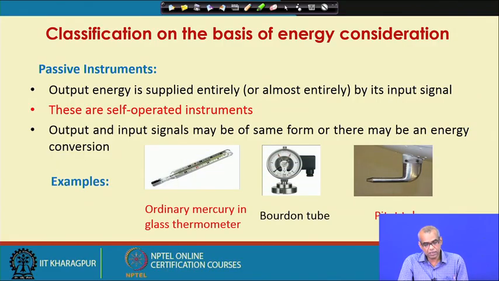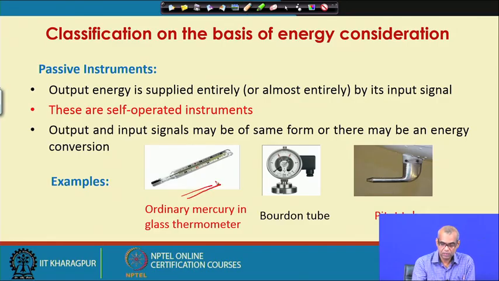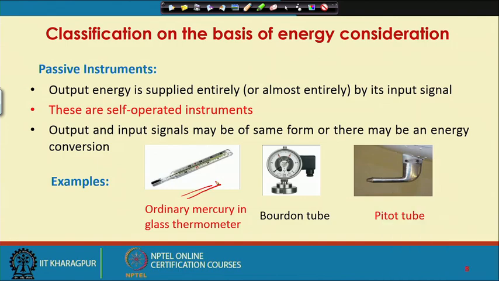For example, an ordinary mercury in glass thermometer is a simple instrument. You put the thermometer bulb into a medium whose temperature needs to be measured. The thermometer does not need any other auxiliary source of power for its working, because the energy required for measurement is extracted from the energy of the medium itself.